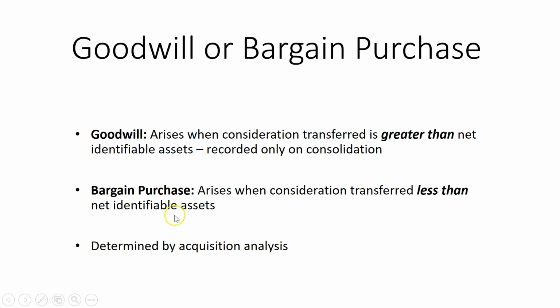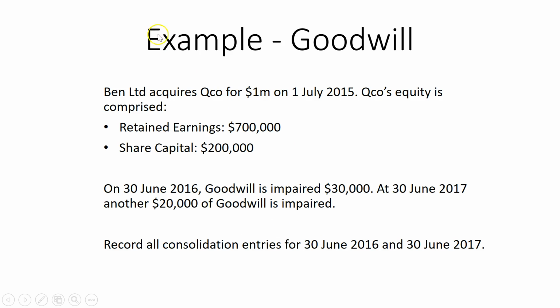And the opposite, a bargain purchase arises when the consideration transferred is less than the net identifiable assets. So if we pay $800,000, but there are net assets of $900,000, effectively we have a bargain of $100,000 that we've made. And so that's good for us as the company. And so we actually have to treat that as a gain through the profit and loss. Now we determine if it's goodwill or bargain purchase through an acquisition analysis. So we've got an example here.